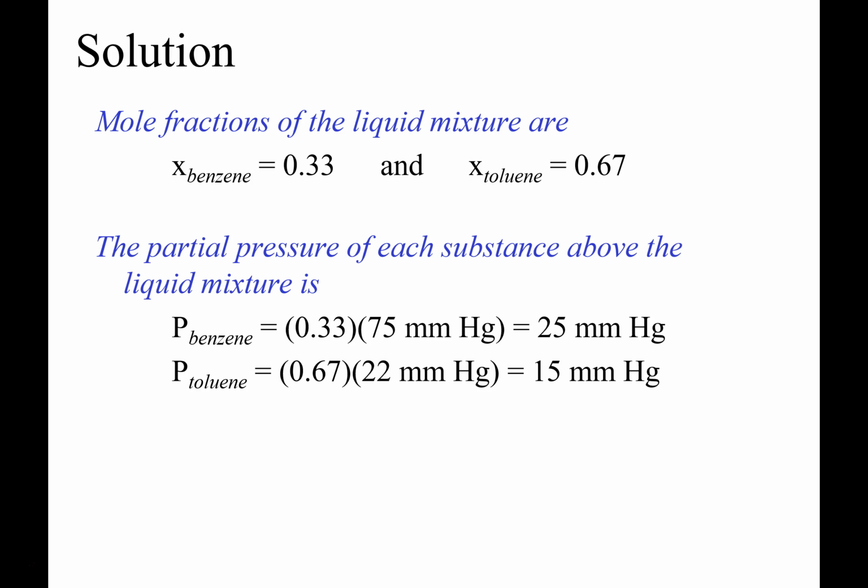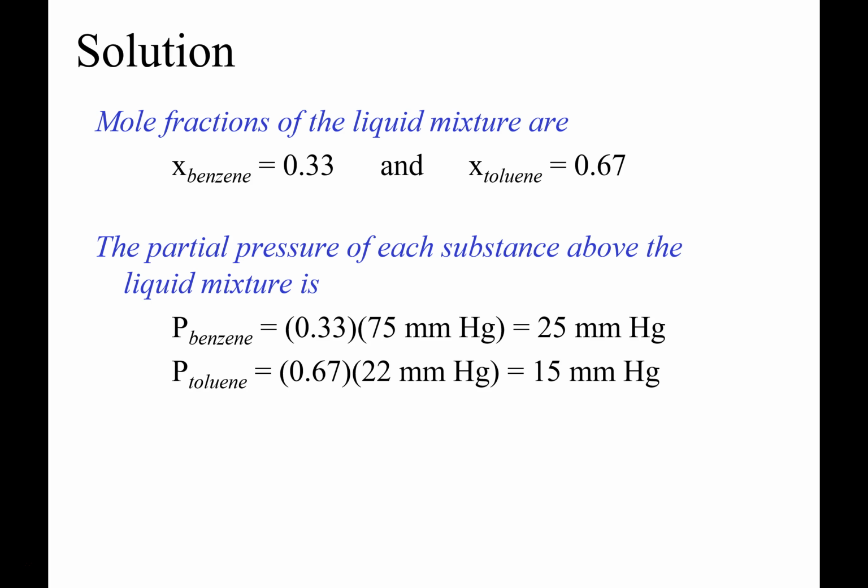So like I said, this is where I like to write a picture because I get my benzenes and toluenes mixed up, right? So I'm going to take the mole fraction of benzene, which is 0.33, times the vapor pressure of benzene in its pure state, which is 75 millimeters of mercury. I get 25 millimeters of mercury, the partial pressure of benzene. For toluene, I'm going to take its mole fraction, 0.67, and multiply it by what it was in its pure state, which is 22 millimeters of mercury. Down to 2 sig figs, I get 15 millimeters of mercury.